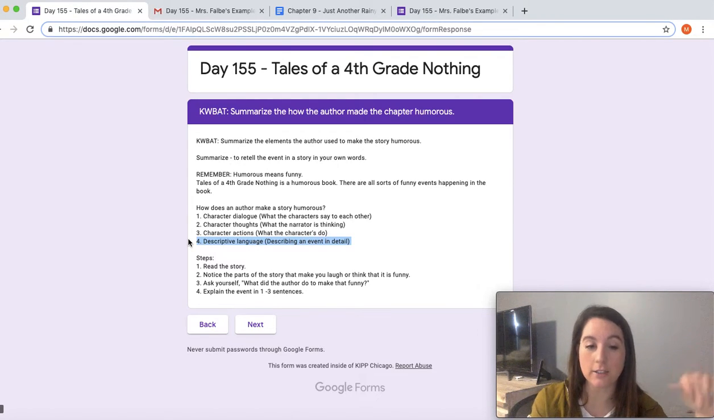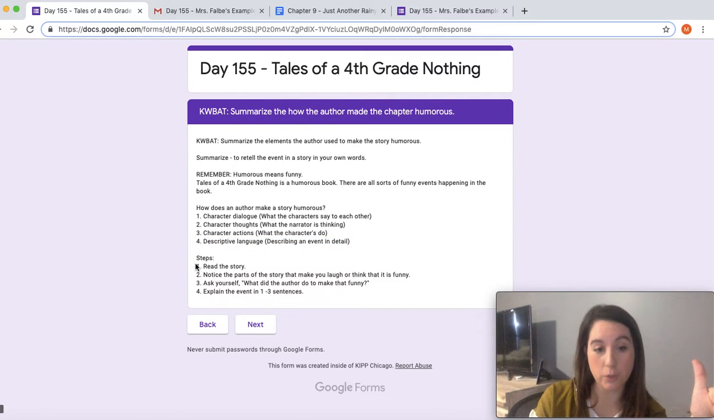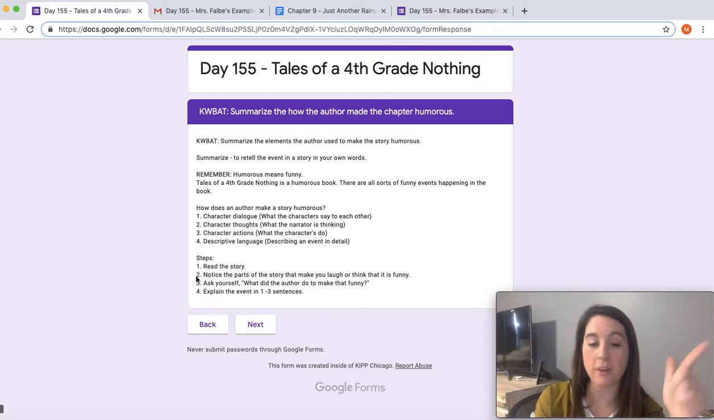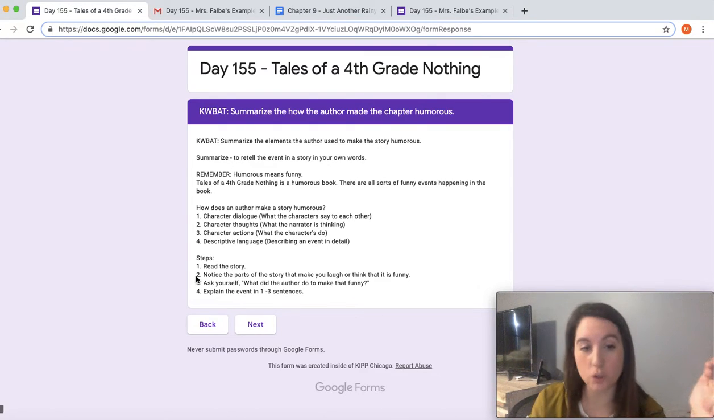So, our steps. First, we're going to read the story. We're going to notice the parts of the story that make us laugh or that we think are funny. Sometimes we don't actually laugh out loud, but we think that part of the story was funny. Ask yourself, what did the author do to make it funny?